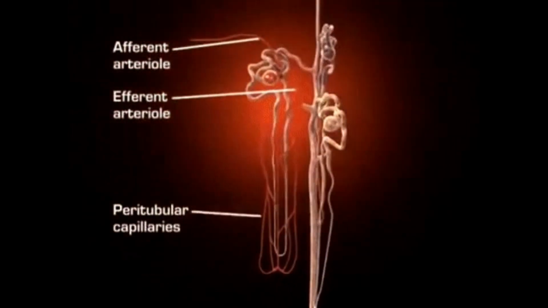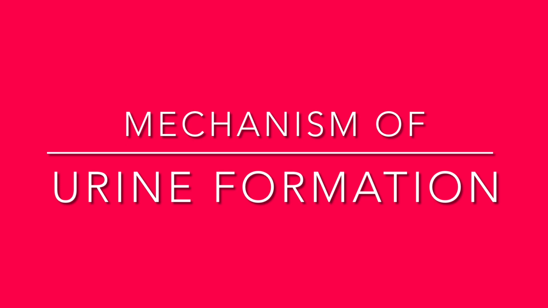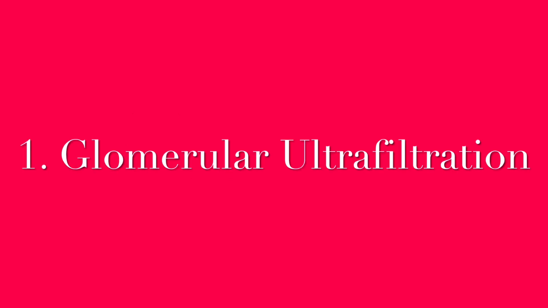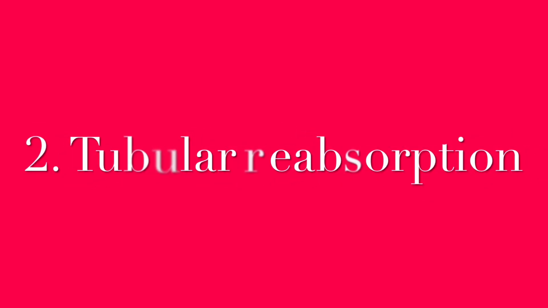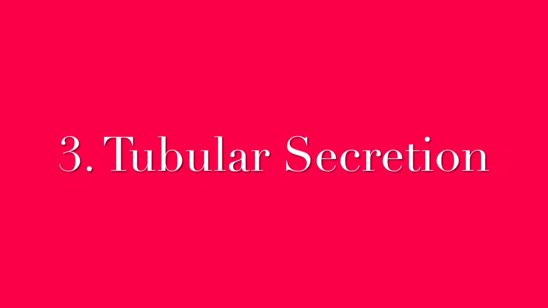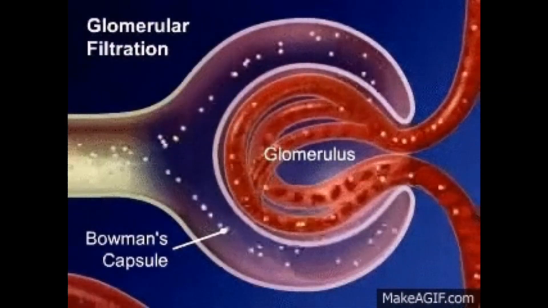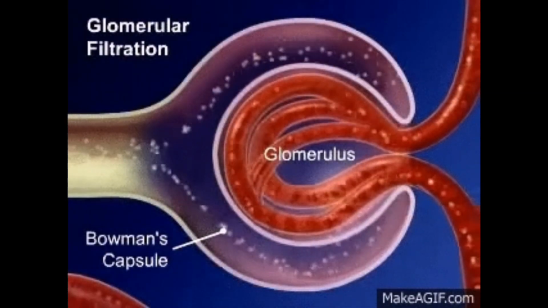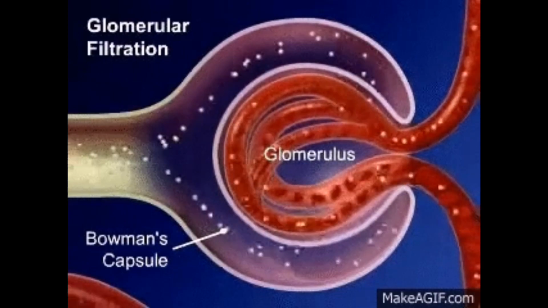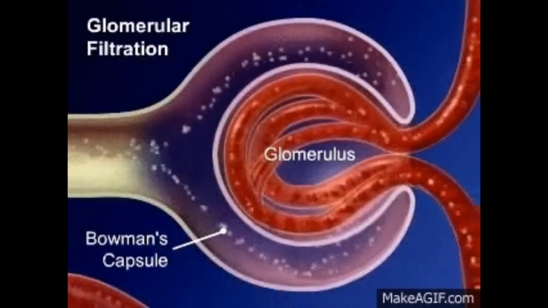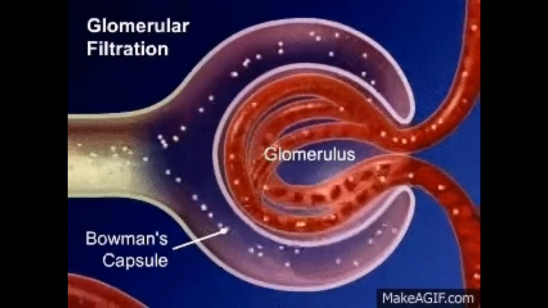Now, let's learn about the mechanism of urine formation. The mechanism of urine formation includes three steps, namely the first one, glomerular ultrafiltration, the second one, tubular reabsorption, and the third one, tubular secretion. Now let's discuss briefly the glomerular ultrafiltration. The ultrafiltration of the blood takes place in a Malpighian body which acts as a biological filter. A Malpighian body comprises Bowman's capsule and glomerulus.